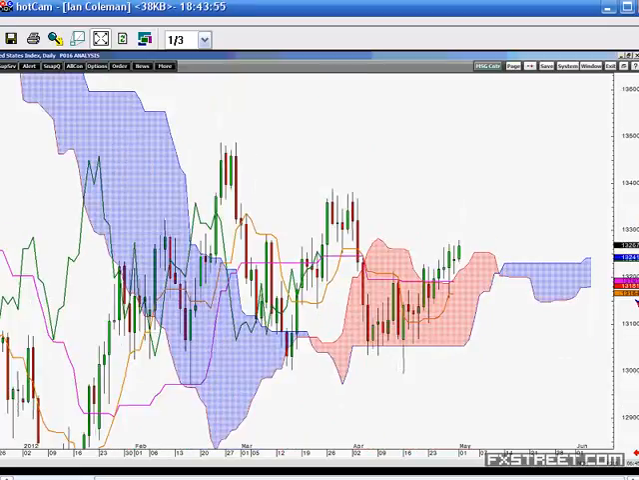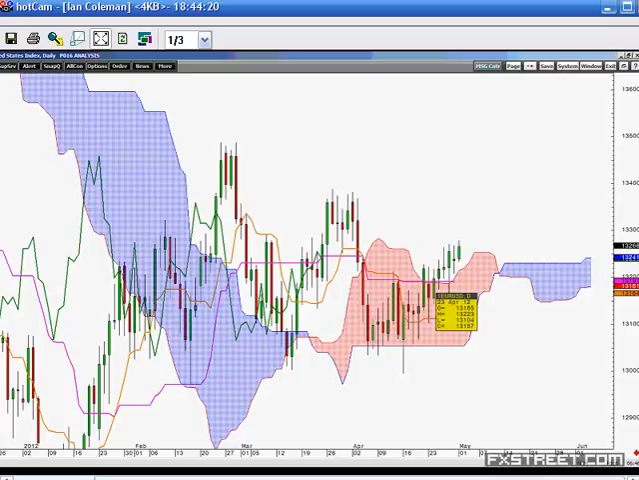Sorry about this. Now, what happened when we broke out? This gold line here is the turning line, and this other line is the base line. We've got Tenkan Sen and Kijun Sen. Tenkan Sen is the turning line, which is closest, and they work basically like moving averages. This gold line should be above the pink line, otherwise it's a false breakout.